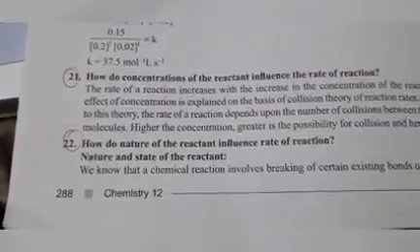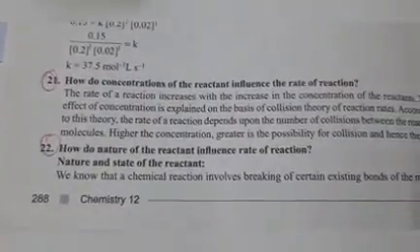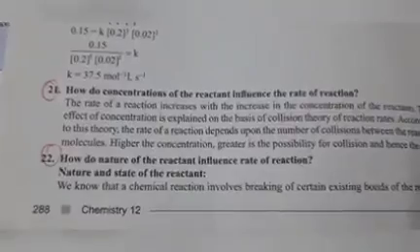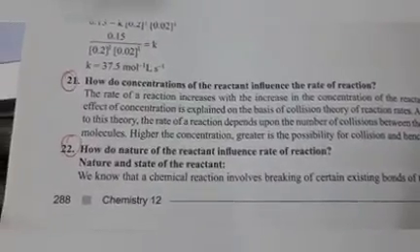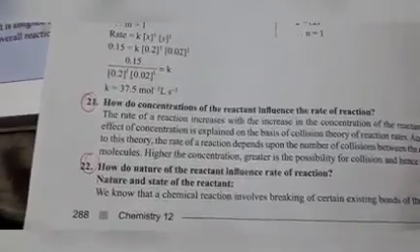Remaining are problems. And the next theory question is question number 21. How does the concentration of the reactant influence the rate of the reaction? How does the nature of the reactant influence the rate of the reactions? All of these came from the factors influencing the rate of the reactions. The remaining ones are all problems only.